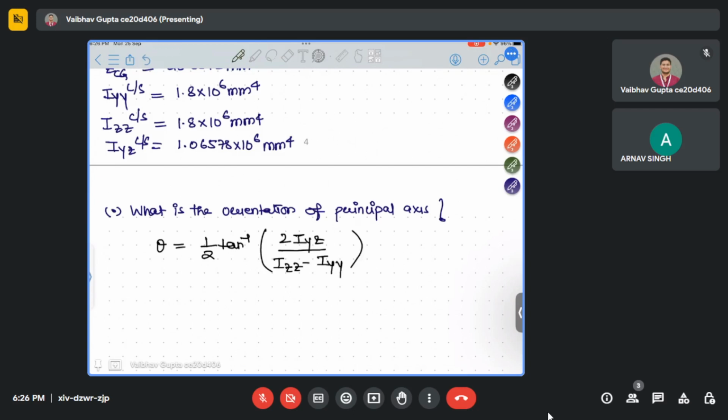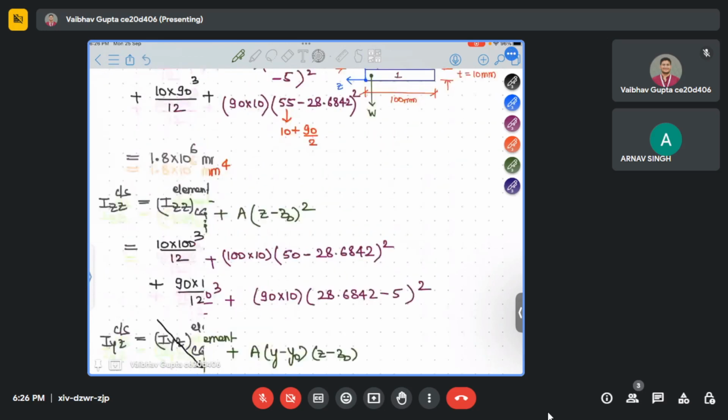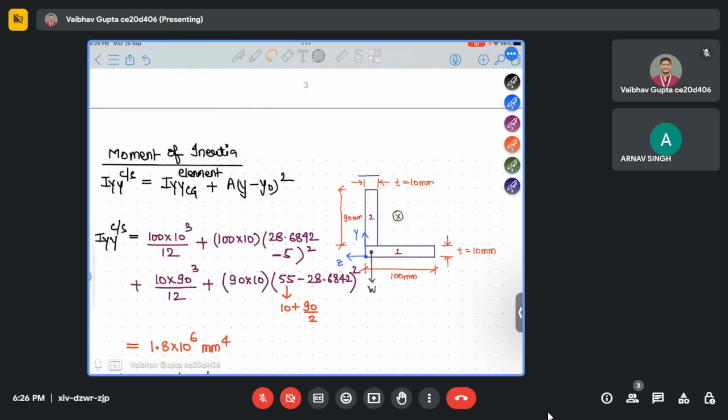So in our case, IZZ and IYY are the same. So it becomes infinity, and tan inverse infinity is nothing but 90 degree. So theta will be equal to half of 90 degree, which is equal to 45 degree. So orientation of principal axis is 45 degree from CG. So I'll just draw how it looks.